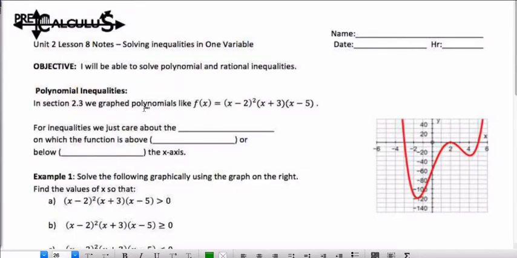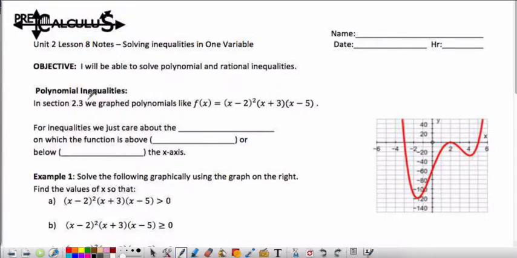Okay, welcome to the video for 2-8, solving inequalities in one variable. One variable just means we have one letter in there, and now we're not dealing with equal signs, we're dealing with inequality signs. So I will be able to solve polynomial and rational inequalities.